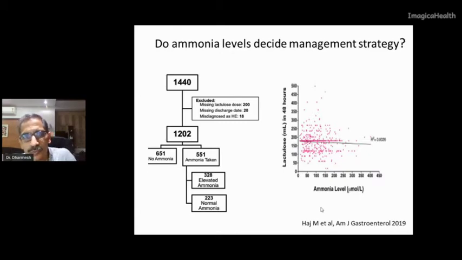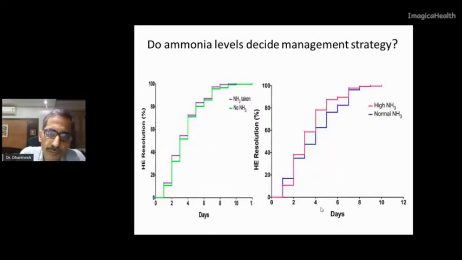So what were they trying to see? They were trying to see that these patients, and that is how an OHE is managed, are given lactulose. And there was no difference in the amount of lactulose that was given to these patients on a daily basis during their hospital stay, whether or not the ammonia was measured, and if it was measured, whether or not the ammonia was high.